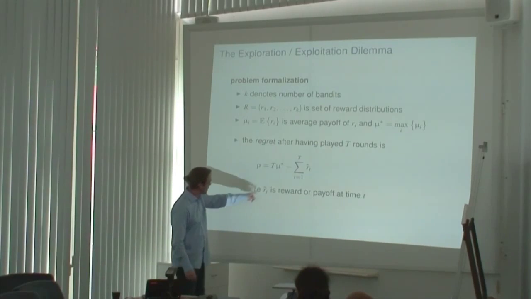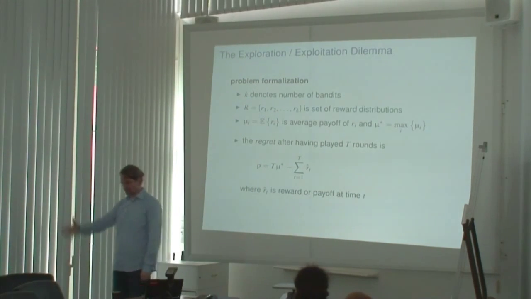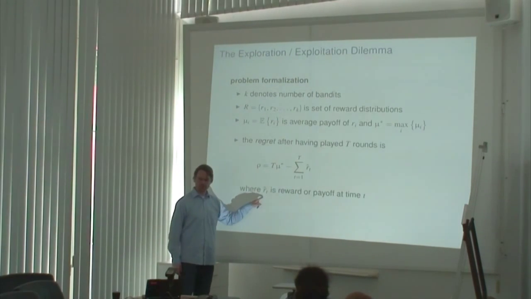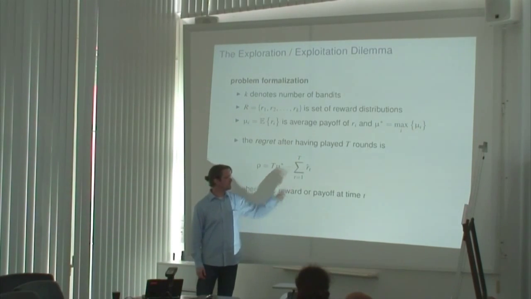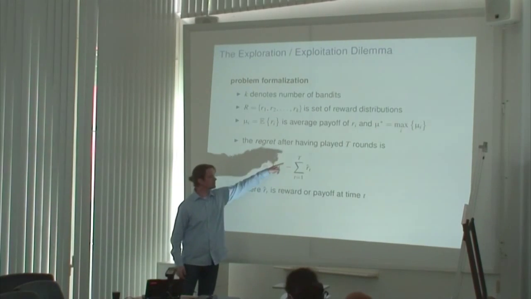This is called the regret. And basically this r hat t is the reward or payoff at time t. Here we do not know which machine it came from. We just call it t because in round t, this was our payoff. Now we have played capital T rounds so far.